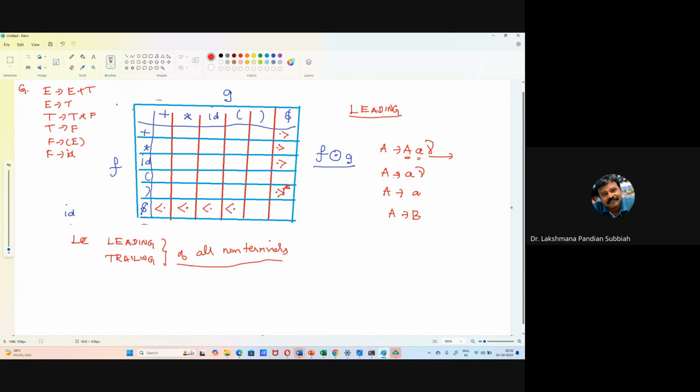Now what do we mean by that? For this case, the leading of A is this terminal. For this pattern, the leading of A is this terminal. For this pattern also, the leading of A is this terminal. Now suppose A derives a non-terminal B. Then the leading of A equals the leading of B. If it is another non-terminal, then whatever the leading of that non-terminal is also comes under it.